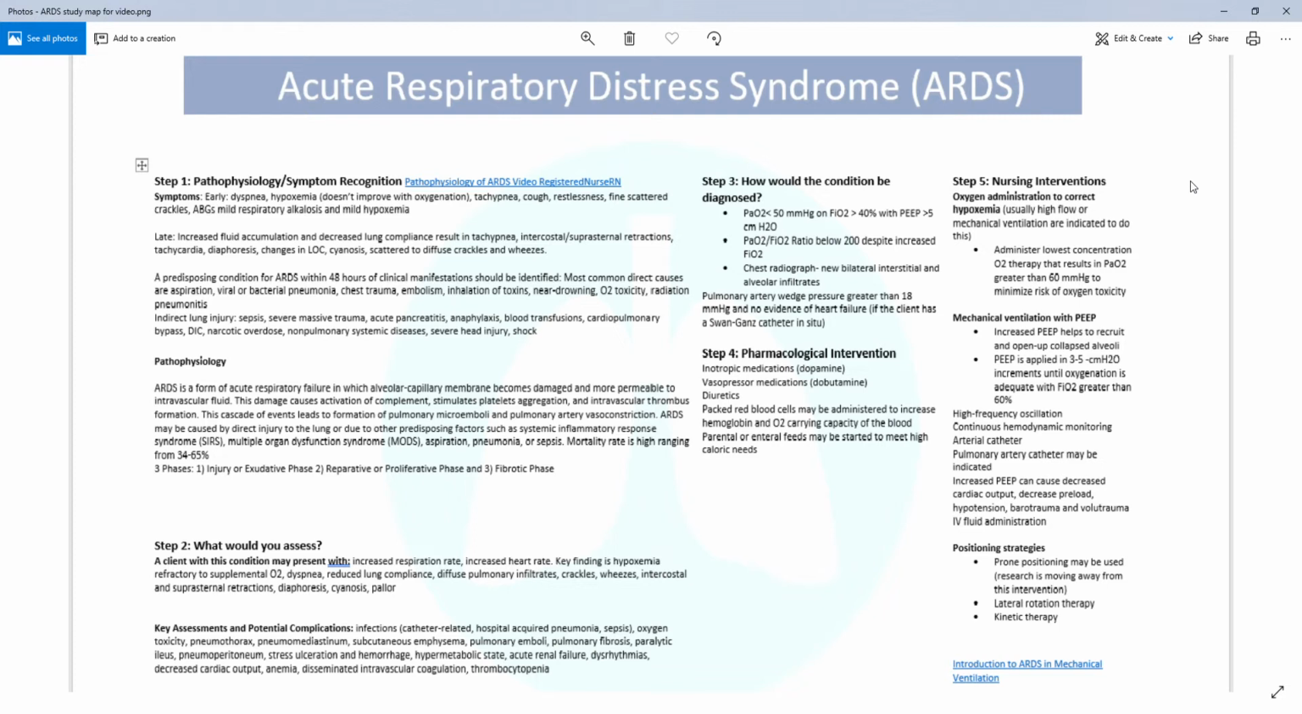As you're moving through the nursing interventions, you may see that I've listed patient teaching or things like positioning strategies that I think are appropriate to the disease. And if you have a complex disease like this one with ARDS, you'll see that I've linked a video below. We have an introduction to ARDS and mechanical ventilation.